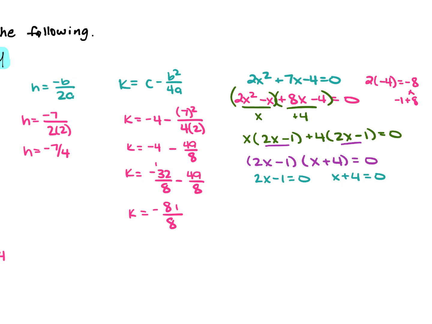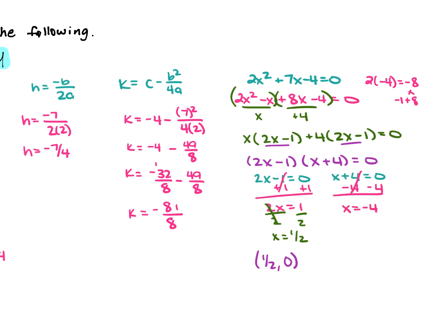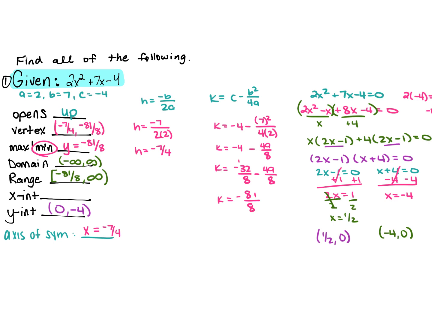For the 2x minus 1 is equal to 0, add your 1 to both sides. You have 2x is equal to 1. Then divide each side by the 2, and x is 1/2. So that gives you the ordered pair of 1/2, 0. For the x plus 4 is equal to 0, subtract your 4 from both sides. That gives you x is equal to negative 4, which gives you the ordered pair, negative 4, 0. So the two ordered pairs that are your x-intercepts are this 1/2, 0, and the negative 4, 0.